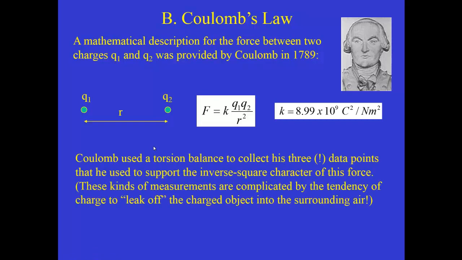Coulomb actually did this experiment. It was quite a difficult experiment because when you charge an object up, depending on the humidity of the environment, the charge tends to leak off, because water molecules in the air collide with the object and tend to make charge bleed off. And as a result, it's difficult to do experiments quickly enough so that you can assume the charges you're working with stay constant. But Coulomb was able to do this and showed, on the basis of 3 data points, indeed, that the force between those charges was proportional to 1 over the distance squared.